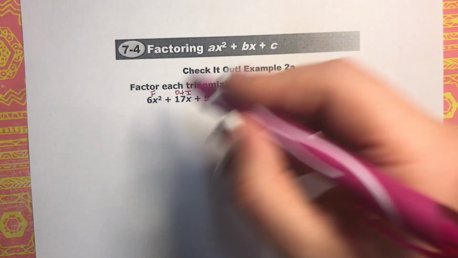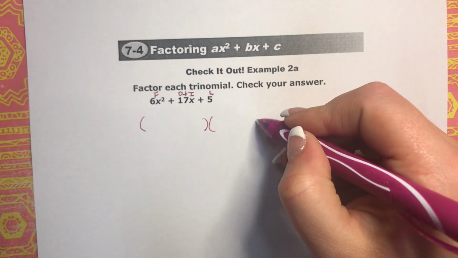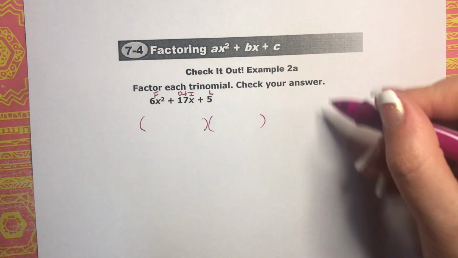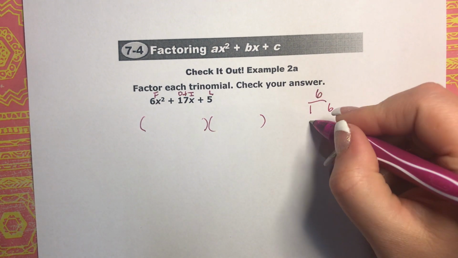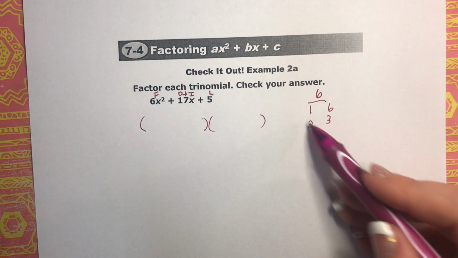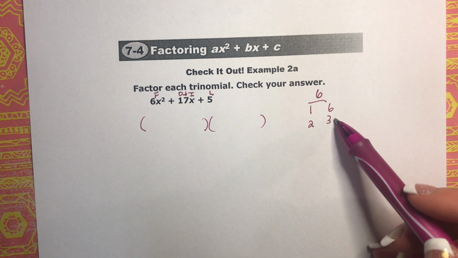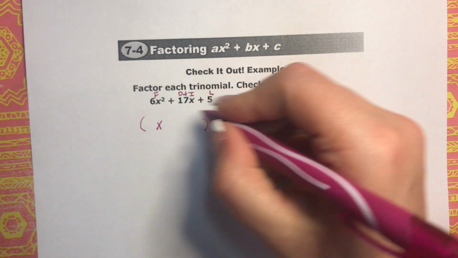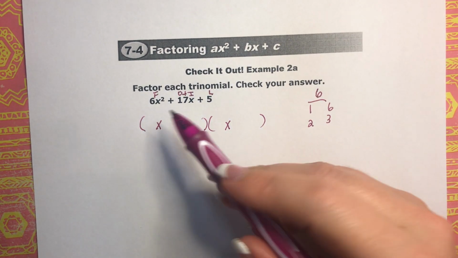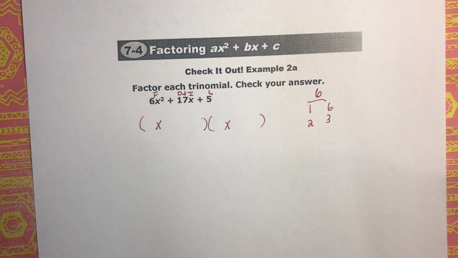So let me get my thinking going. Okay, I'm going to look at 6 and the factors of 6. The factors of 6 are 1 and 6 and 2 and 3. So now I have multiple factors of 6, so I can't write it in. I mean, what I can write in is I can write in x, right? But I can't write the number in front of the x, okay?